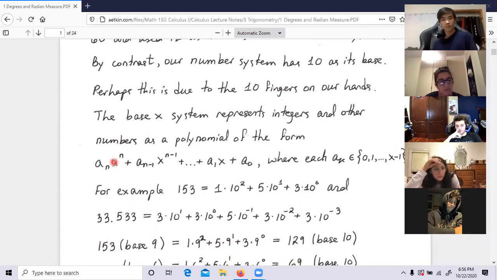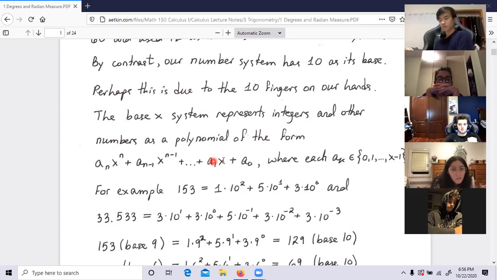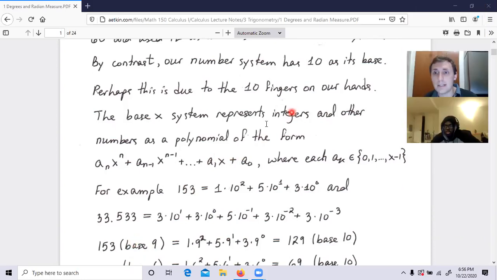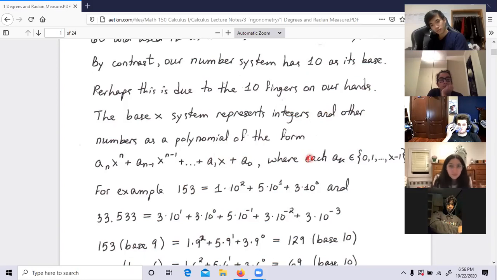In general, a base x system uses the integer x, and the coefficients of this polynomial are integers that are either 0, 1, 2, all the way to x minus 1, smaller than x. So for base 10, we use 0, 1, 2, 3, 4, 5, 6, 7, 8, 9. And if I use base 6, what would be my digits? It would be 0, 1, 2, 3, 4, 5, and that's it. Does it make sense? You don't go up, because afterwards, when you go next, it's now 6.